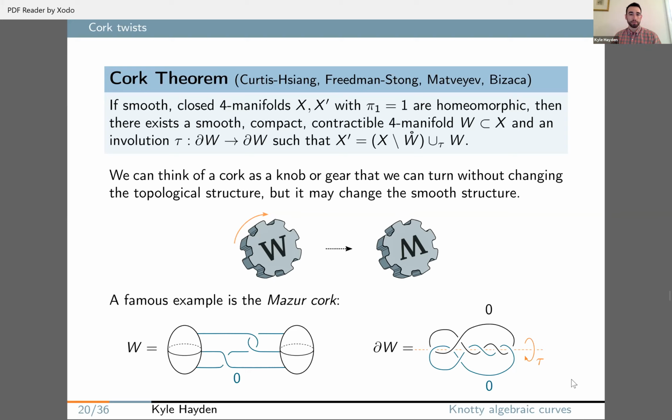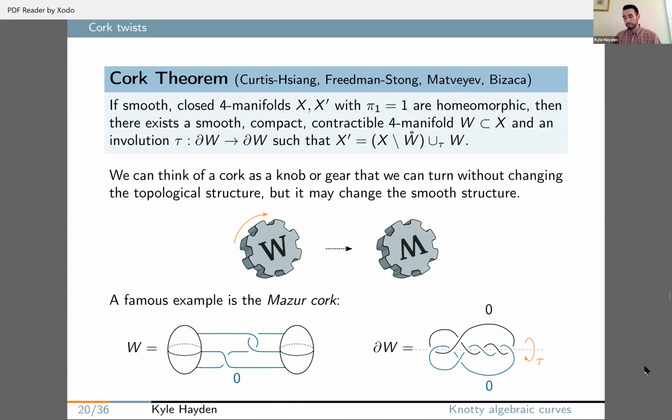So the most famous example is the Mazur cork, which we've drawn a handlebody diagram for in the bottom left. We've also drawn a Kirby surgery diagram on the bottom right. And in this case, in the surgery diagram, you can really explicitly see this involution of the boundary 3-manifold, which you use to cut out and reglue. So that's just a quick mention of where these corks come from. The point is these locally explain the difference in smooth structures on a 4-manifold.